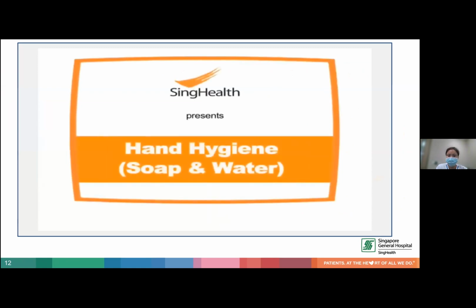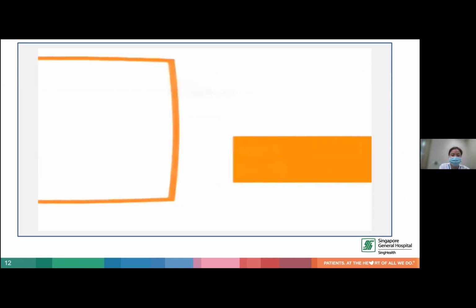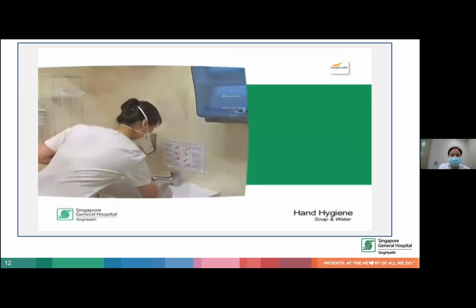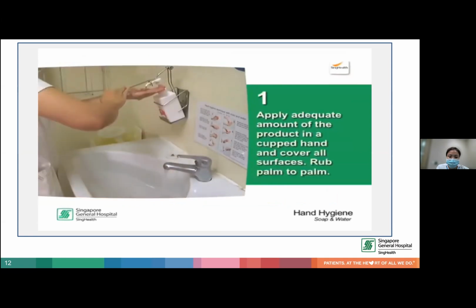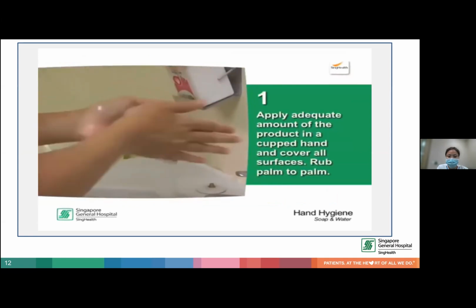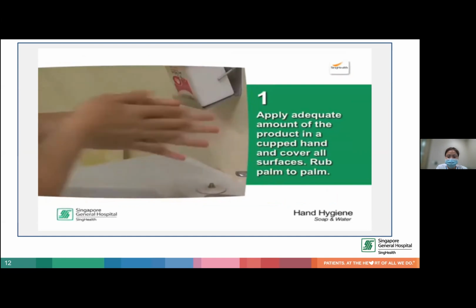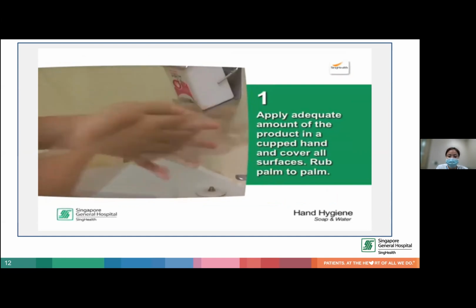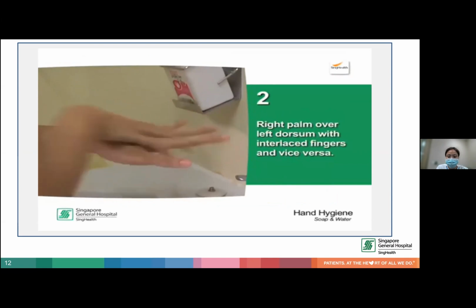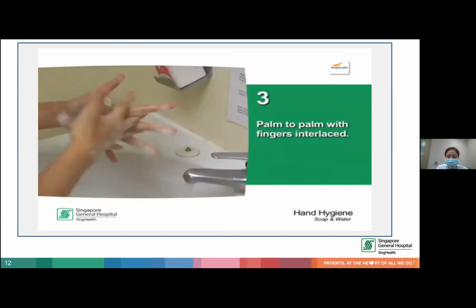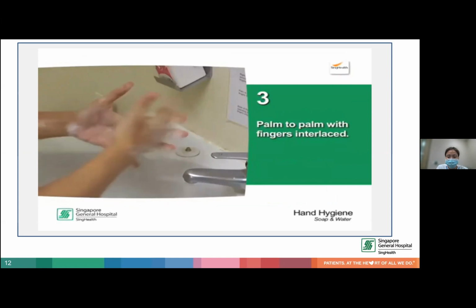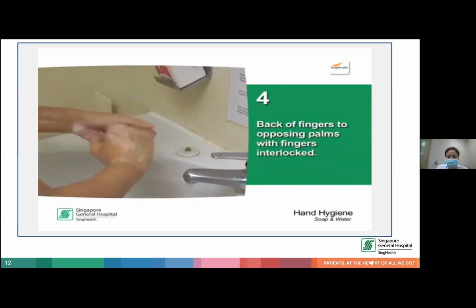Hand hygiene with soap and water. Wet hands with water. Amount of the product in a cupped hand and cover all surfaces. Rub palm to palm. Right palm over left dorsum with interlaced fingers and vice versa. Palm to palm with fingers interlaced. Back of fingers to opposing palms with fingers interlocked.